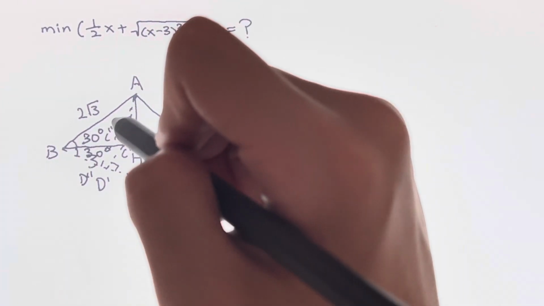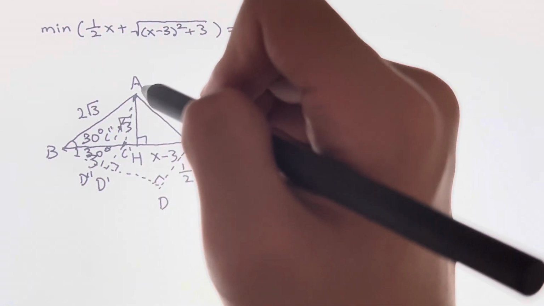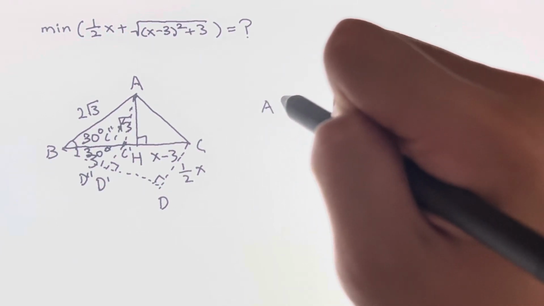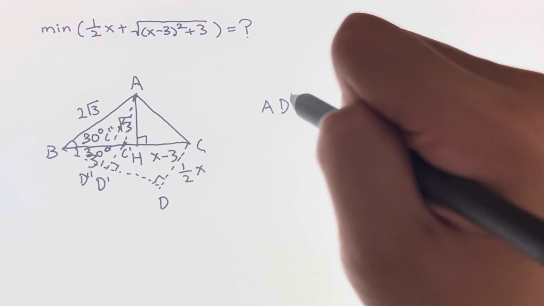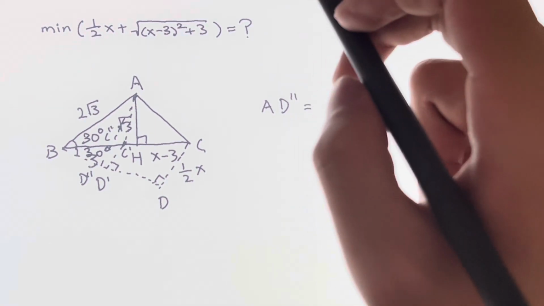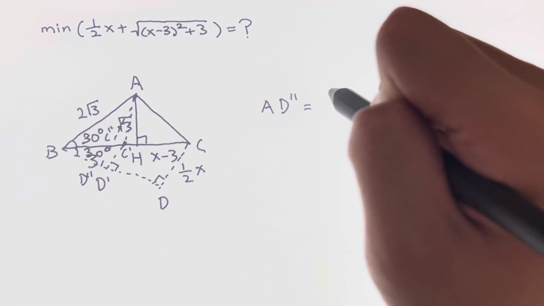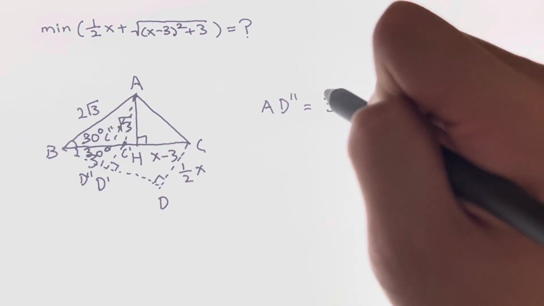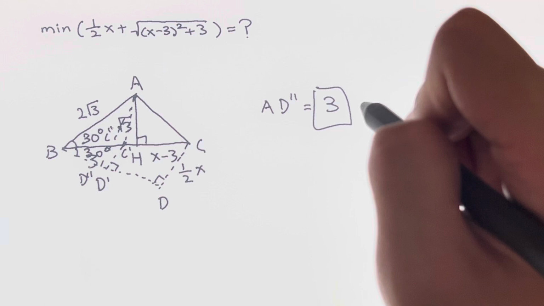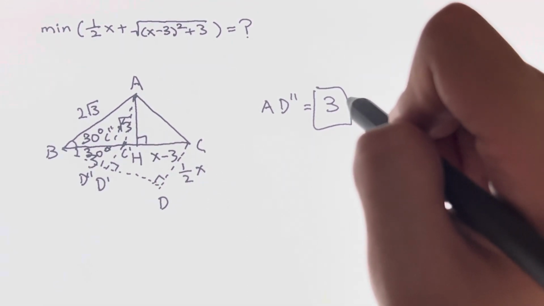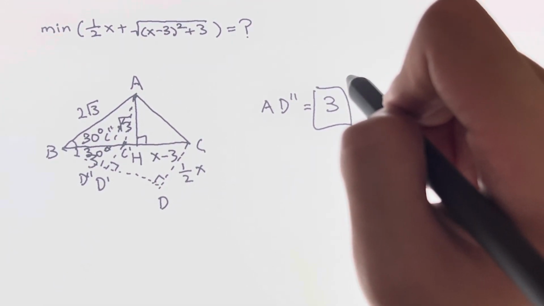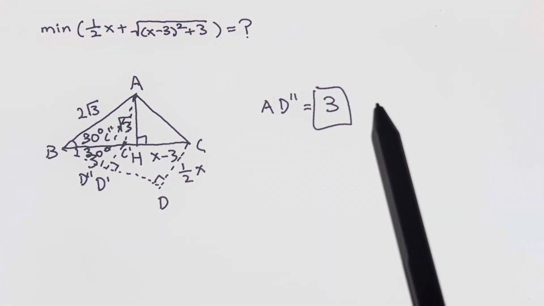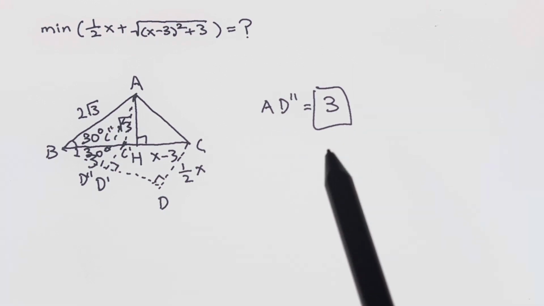And since this is just going to be another 30, 60, 90 right triangle, the minimum value of this will just equal A to D double prime. In this case, it will equal 2 root 3 divided by 2 times root 3, which is just going to be 3. And we know that this is the minimum value because this is the length where A, C double prime, and D double prime are collinear, and a straight line is the shortest distance between two points. So that's how you solve this problem.